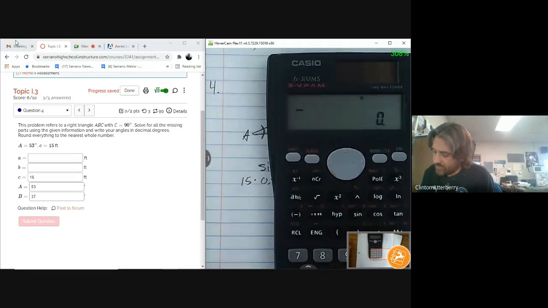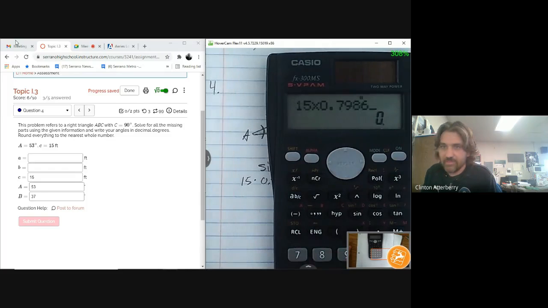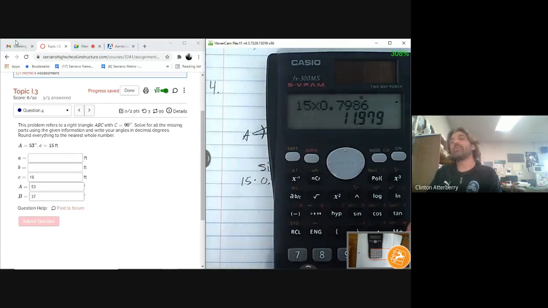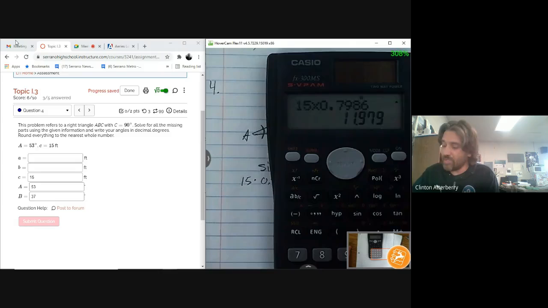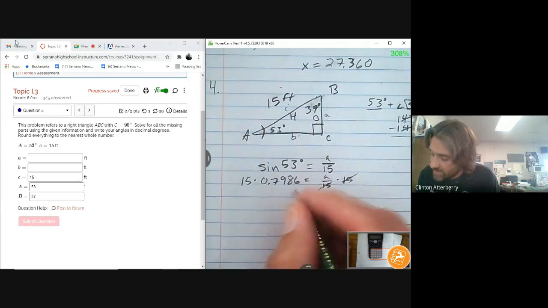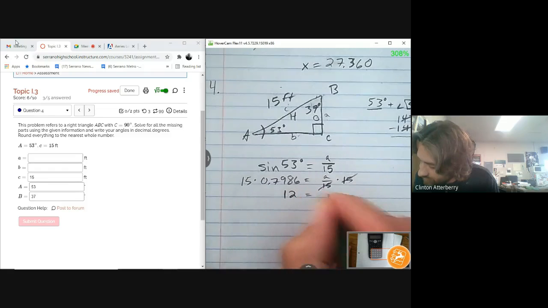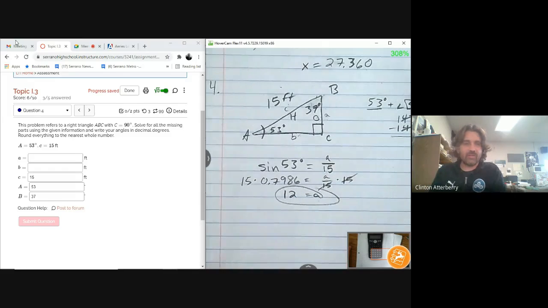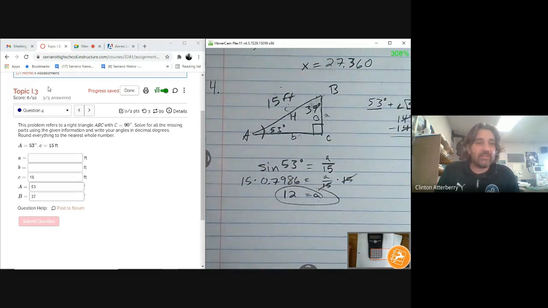What did I type wrong? 15 times 0.7986. I must have pushed the wrong button. 11.979. That's very close to 12. In fact, that rounds to 12. So we're going to go ahead and call it 12, just because that's what it rounded to. So A is equal to 12.